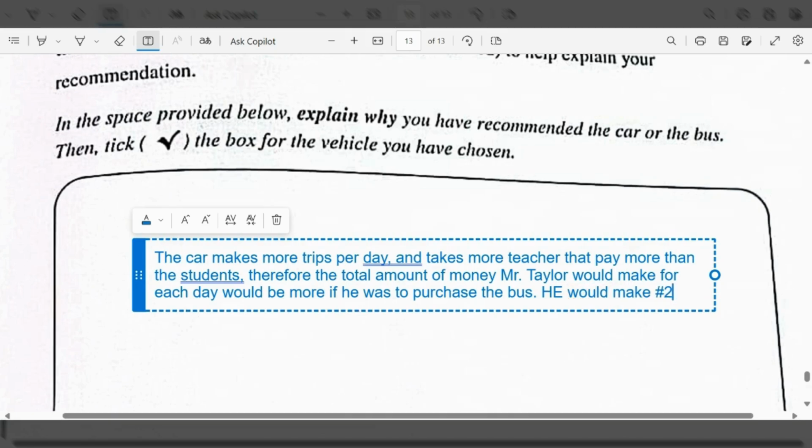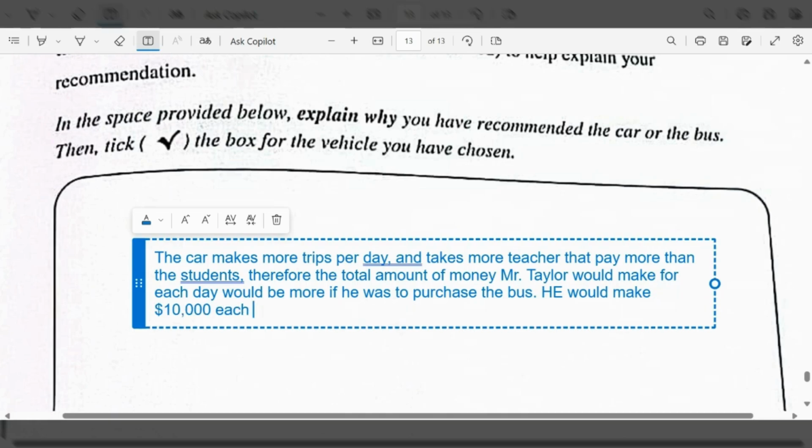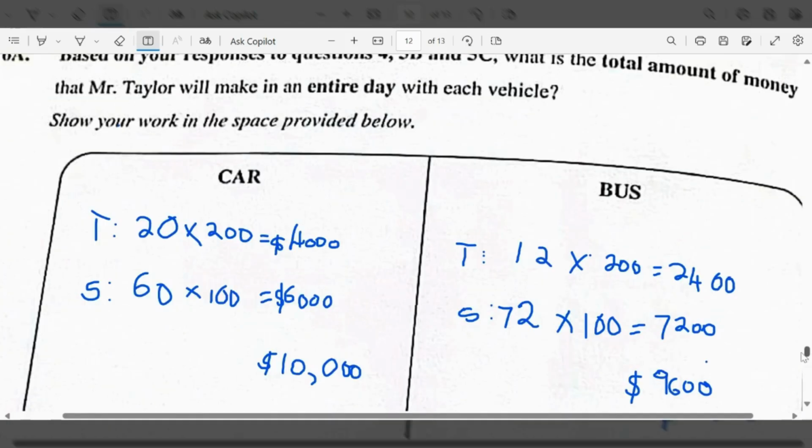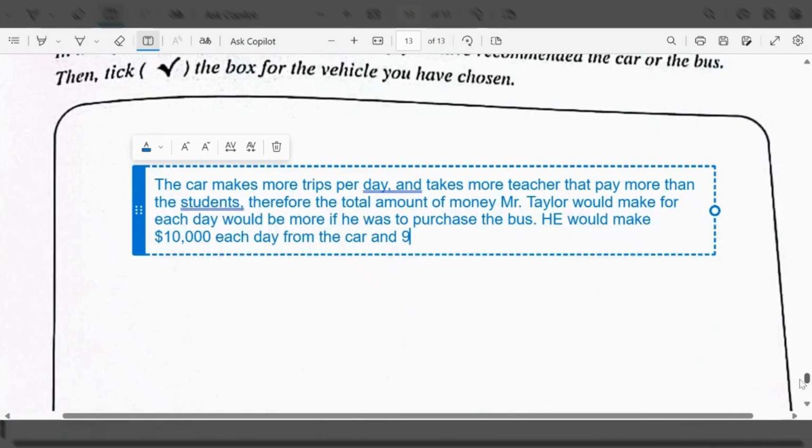And you can also say that he would make 10,000 each day from the car and, what was the cost again? 9,600 for the bus. Alright, so you can rephrase it the way you want to. I just chose to write it this way.